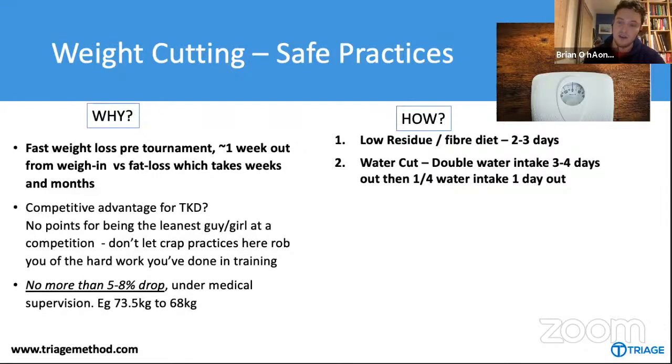So imagine your weigh-in is on a Saturday. You may start this really high water intake on Monday or Tuesday, okay? And then on the Friday, the day before the weigh-in, you want to drop your water intake back to about a quarter of what it already is. So maybe 1 to 2 liters or thereabouts.